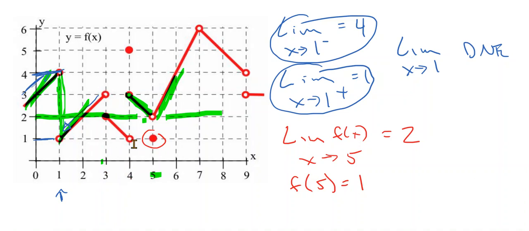As x approaches 4 from the left, the function value is approaching 1, so the left-hand limit as x approaches 4 is 1. The right-hand limit as x approaches 4 is approaching 3. There is a gap here. That means the limit as x approaches 4 does not exist. And what is the function value at 4? It's up here at 5. So f of 4 would be equal to 5.